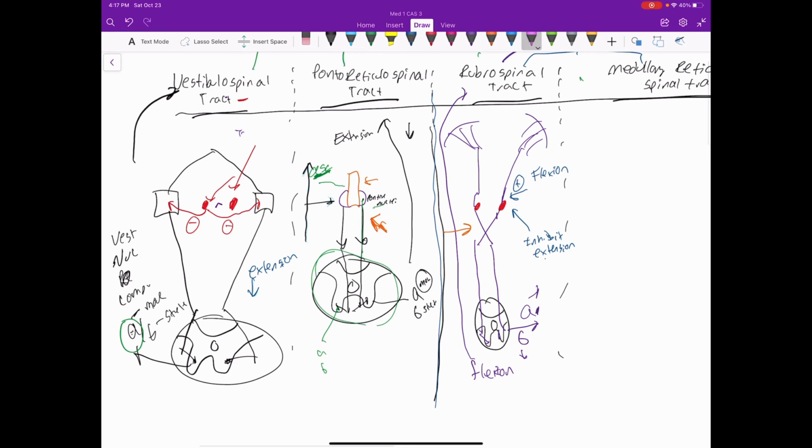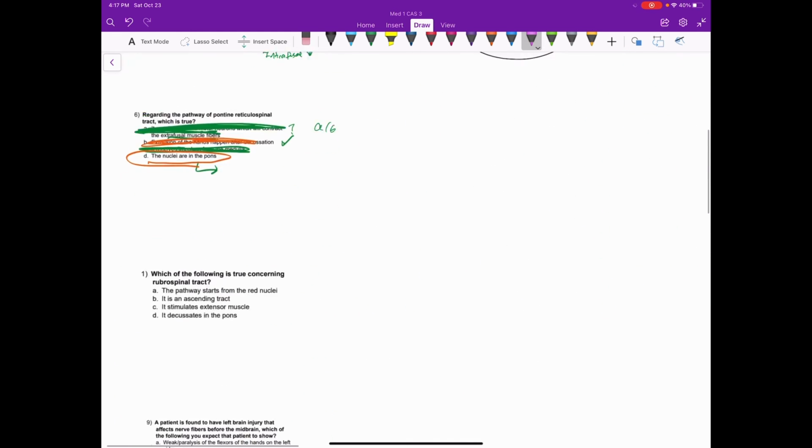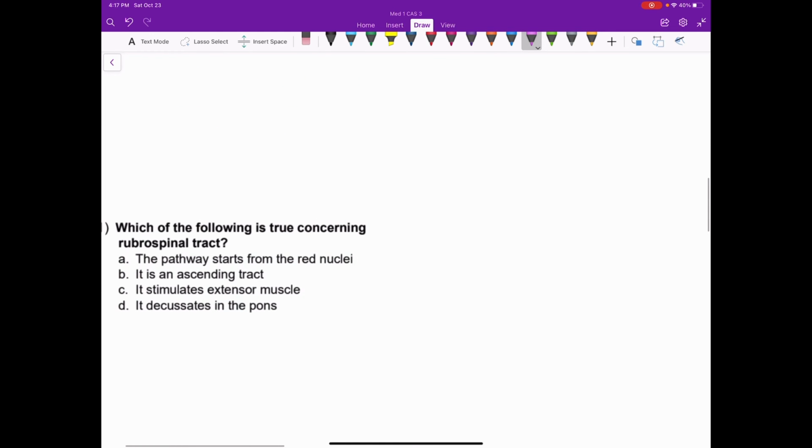Rubrospinal tract comes from where? The cortex. Cortex travels down into where? The red nuclei. They cross over, right? Decussation where? The ventral tegmental region. Ventral tegmental decussation. Travels down into the spinal cord, into the where? Lateral white columns, goes into the anterior gray horn, stimulates the alpha and gamma motor neurons, causes flexion. Okay. The pathway starts from the red nuclei. Does he? I thought he started from the cortex. But he also goes to the red nuclei. So we're just going to say maybe.